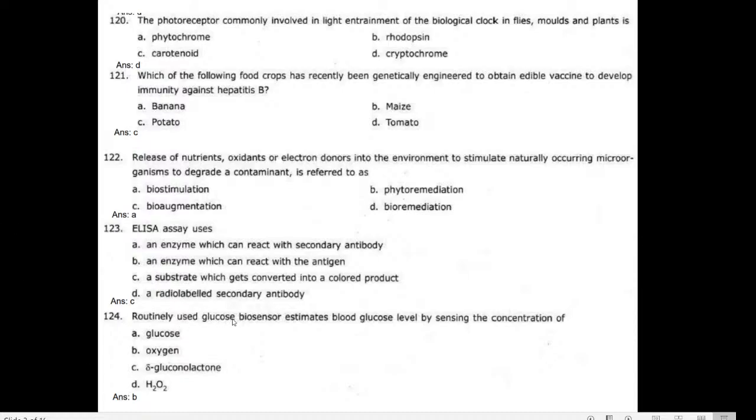Then, the routinely used glucose biosensor estimates the blood glucose level by sensing the concentration. So it's very direct. The glucose biosensor estimates the blood glucose level by sensing the concentration of oxygen in the blood, and that makes a point. That's the point shown in the display. Those points fully depend on the oxygen concentration in the blood. If the oxygen is in higher quantity, we can easily get this in a larger quantity.